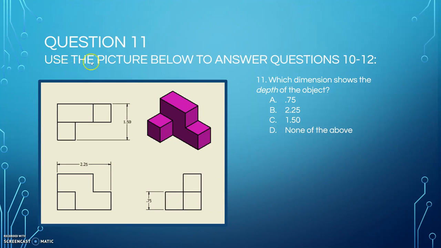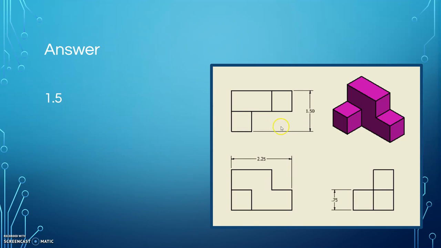Question 11. Use the picture below to answer questions 10 through 12. Question 11. Which dimension shows the depth of the object? Is it A, 0.75, B, 2.25, C, 1.5, or D, none of the above? The answer is going to be 1.5. So when we look at our top view, we can see that this dimension right here is 1.5. This is the depth.